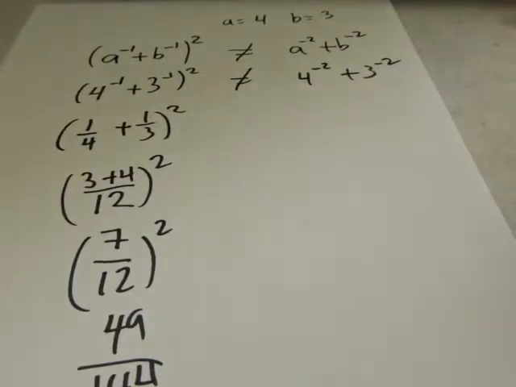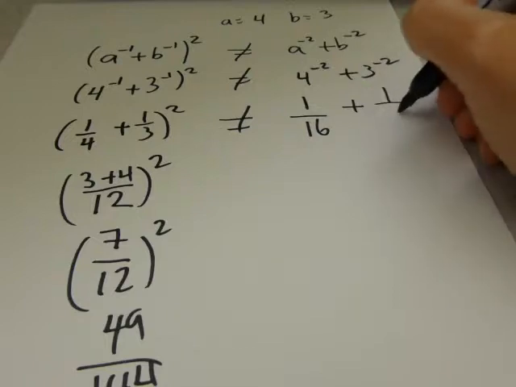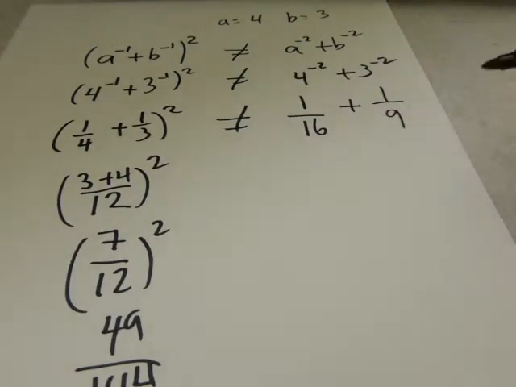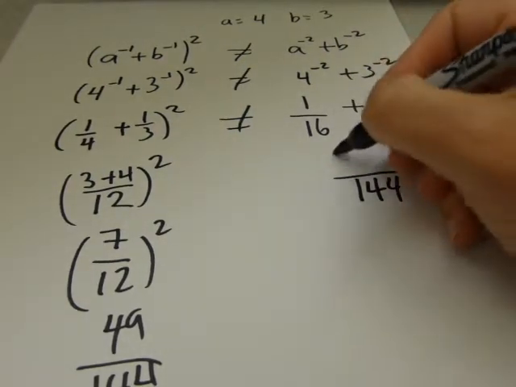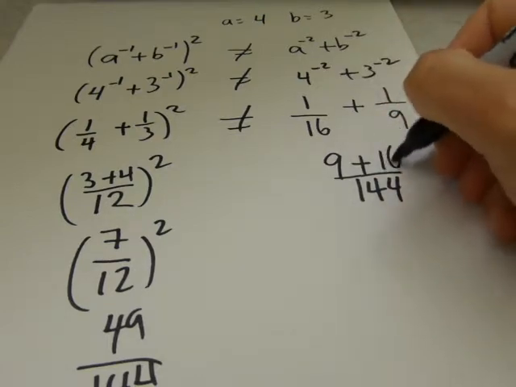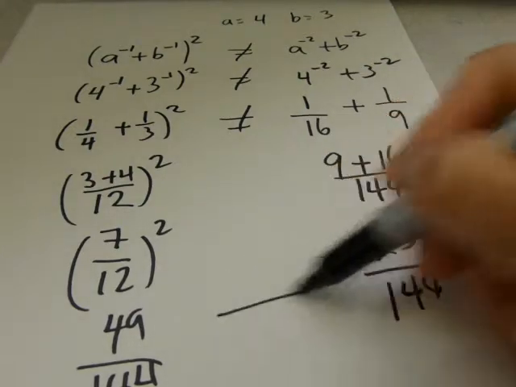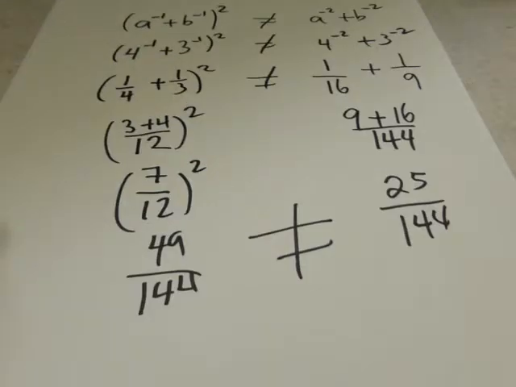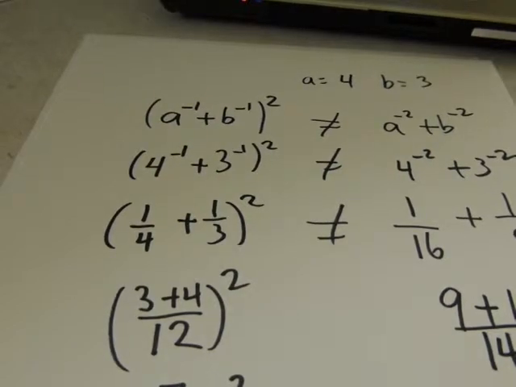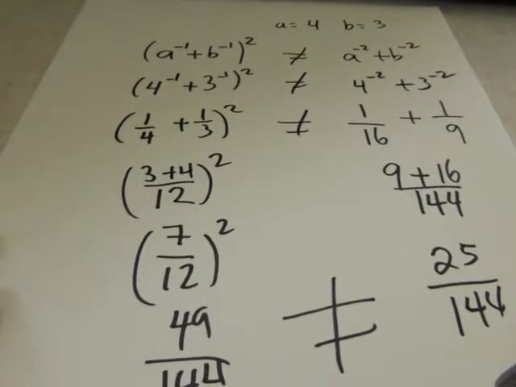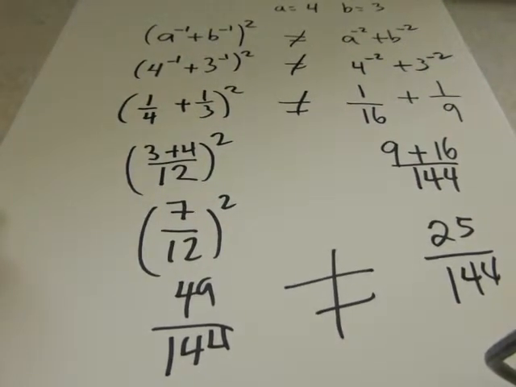So now let's continue with the other side. So this is going to be 1 over 16 plus 1 over 9. The common denominator for 9 and 16 is 144. Oh, that kind of looks promising. Then I'm going to have 9 plus 16, which is 25 over 144, which is not equal to 49 over 144. So you can see that applying that across does not give you the same answer as following the order of operations. The one on the left is the one that's correct. The one on the right is following a rule that doesn't exist.